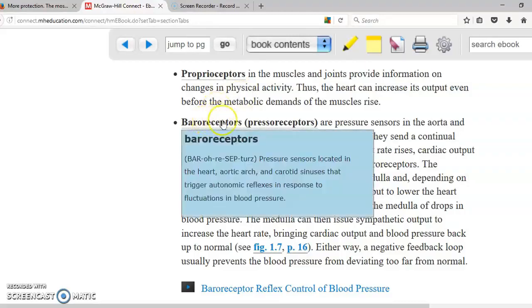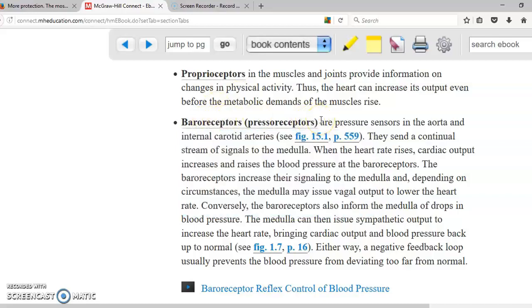Baroreceptors, baro means pressure. These receptors at the level of your blood vessels are going to control the pressure that you have in the aorta as well as in the internal carotid. And this is going to send information to your brain, and your brain obviously is going to decide whether to increase or decrease the stimulus.